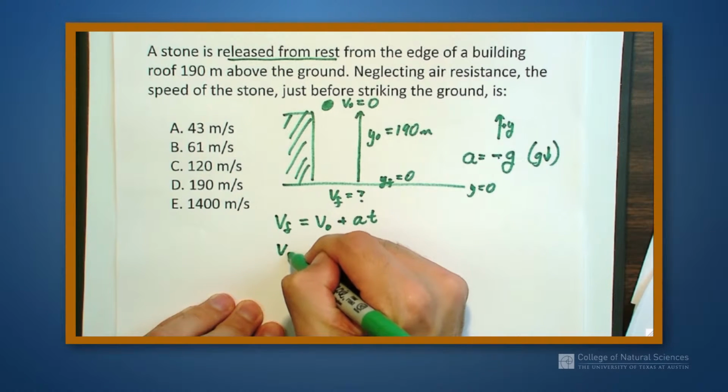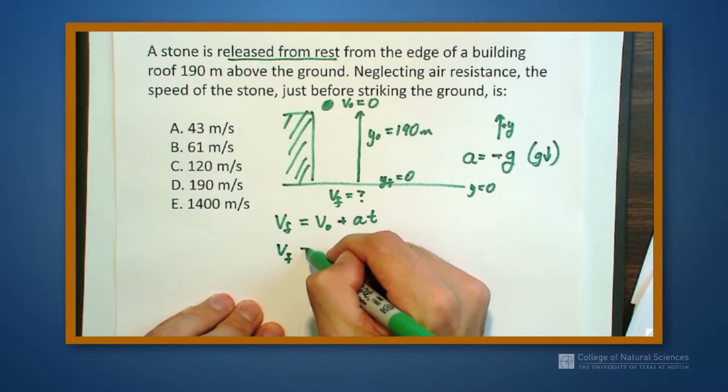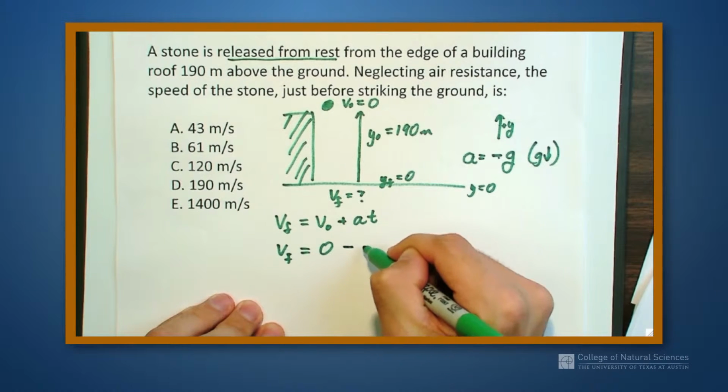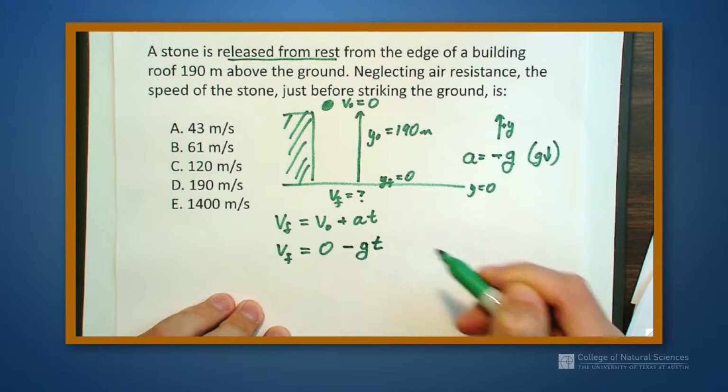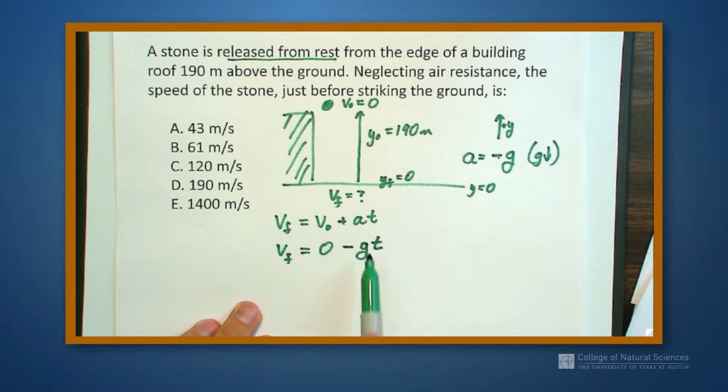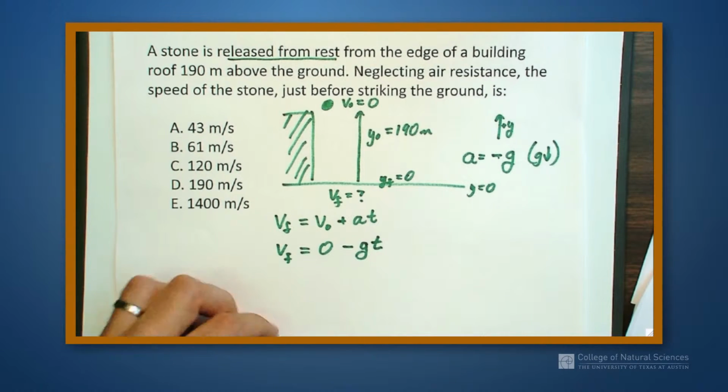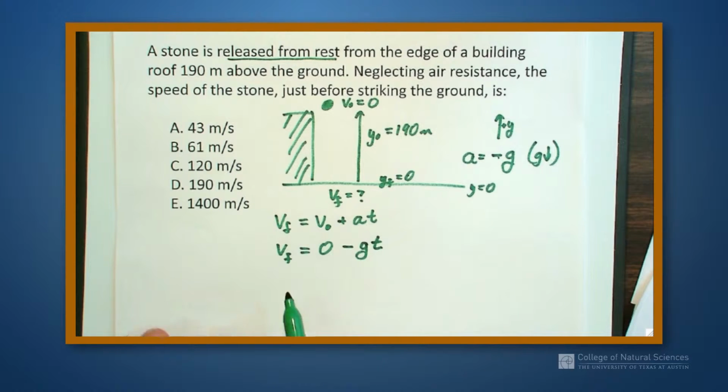So I really want to use v final is equal to 0 minus g t. Except for I don't know t. So I'm at a little bit of an impasse. If I knew how long it took to hit the ground, I'd have this problem solved.